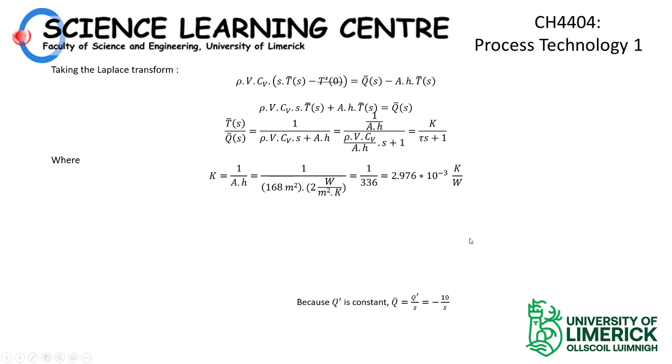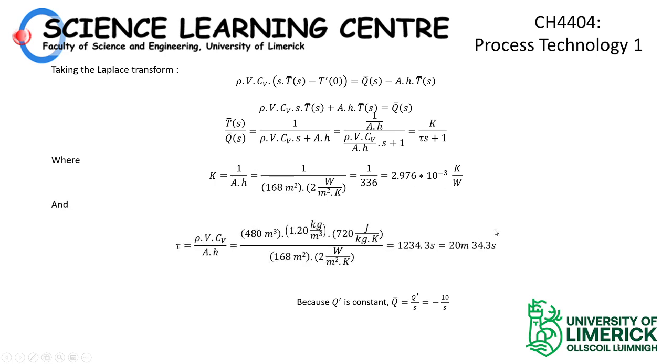For calculating tau, there's something that we need to pay attention to, which is CV. CV is given as 0.72 kilojoule per kilogram Kelvin, but the SI unit for energy is joule, and we're working with joule and watt, not kilojoules and kilowatts. So we multiply this by 1000, so it's 720. And this gives us a time constant, or tau, of 1234.3 seconds, which is 20 minutes and 34 seconds.